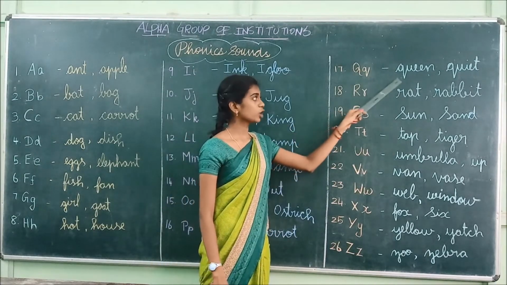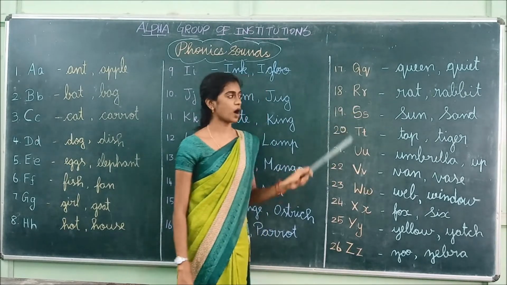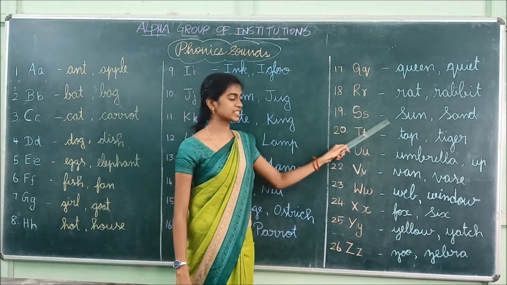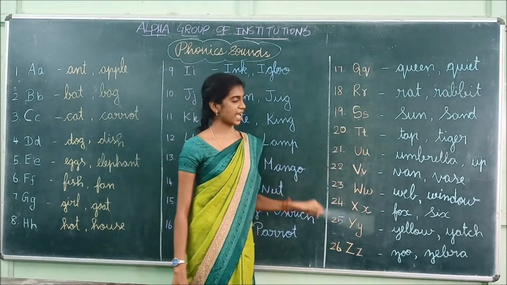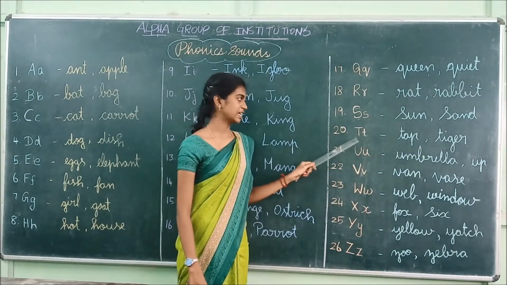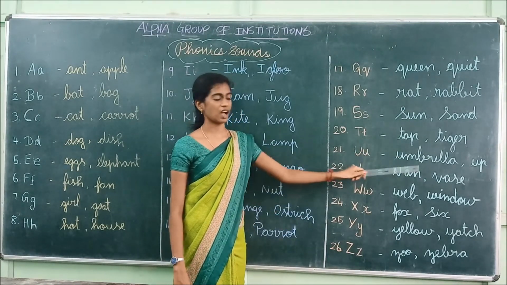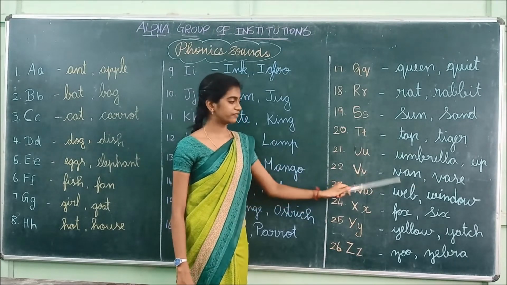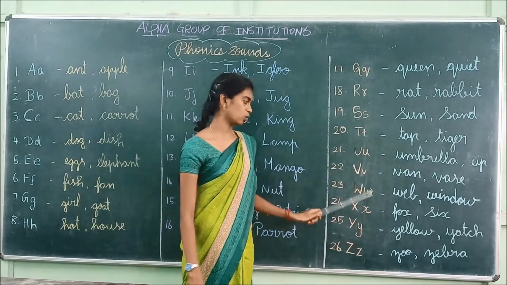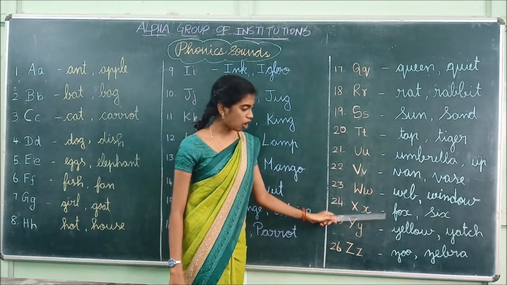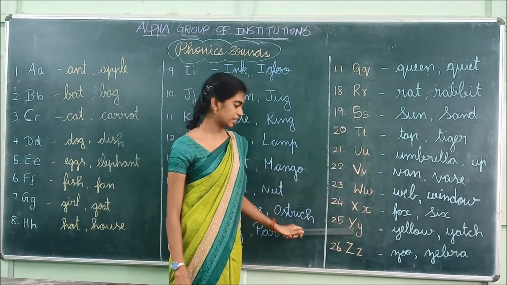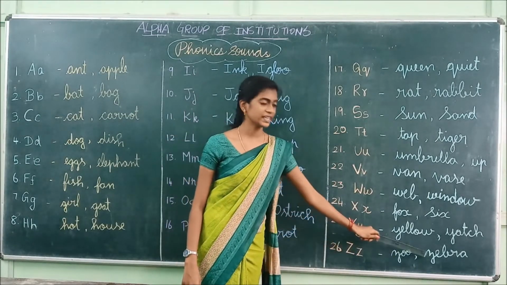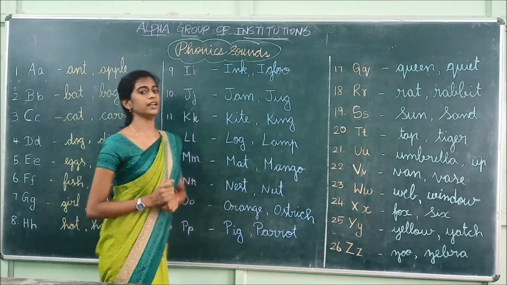I'll read once again. Qua, queen, quiet. Ir, rat, rabbit. Is, sun, sand. T, tam, tiger. A, umbrella, up. V, van, vase. W, web, window. X, fox, six. Y, yellow, yacht. Last one is Z, zoo, zebra. Okay, children, let us recall from first.